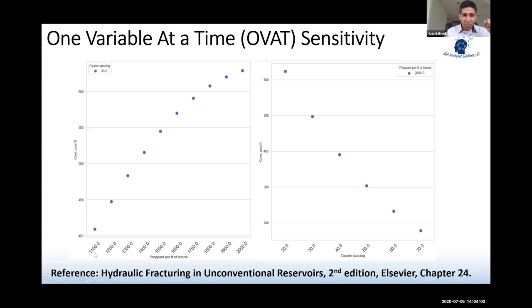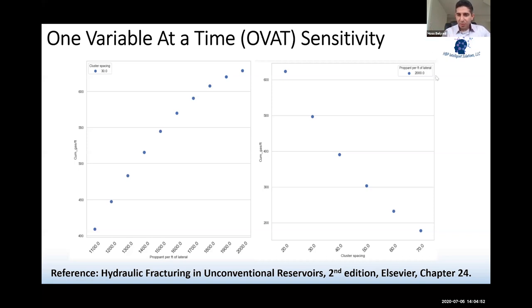And you can see here, as I increase my proppant per foot, you can also see an increase in QM gas per foot. Now, what's the advantage of this? You can qualitatively and quantitatively say what is the impact of each variable on my production performance. So you can say, when I go from 1,000 pound per foot, my QM per foot was, let's just say, 410. And when I change to 2,000 pound per foot, my QM per foot is now around 650 or so.